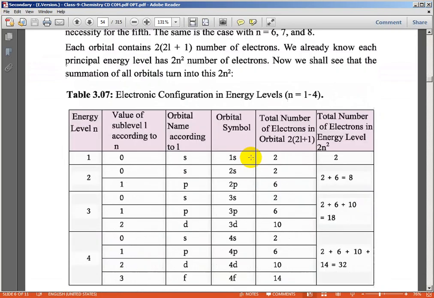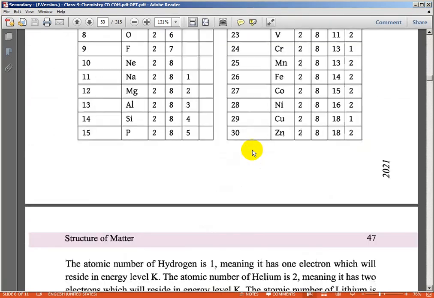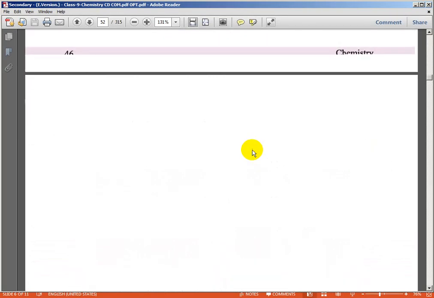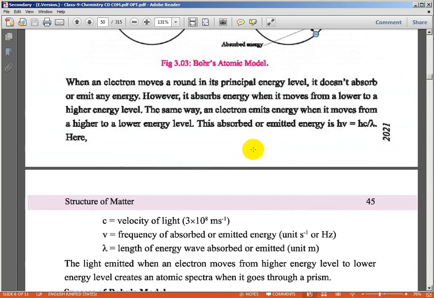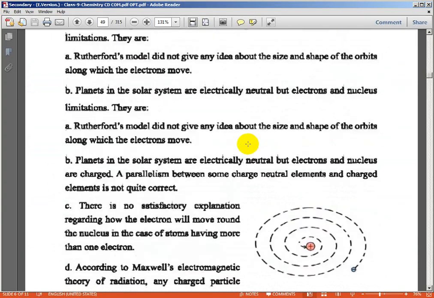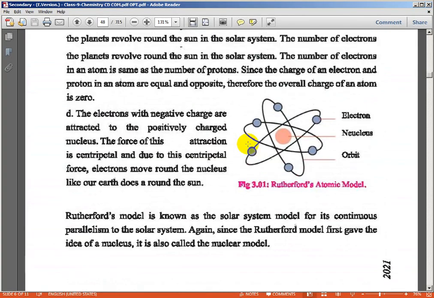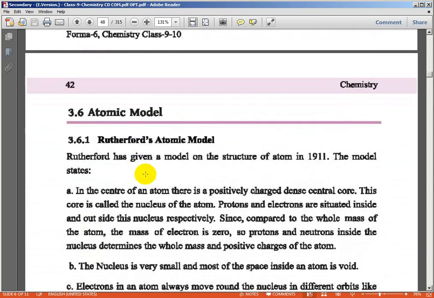This chapter is a very important chapter. One creative question will surely come in the final exam. You will get at least 10 to 15 marks from this chapter. I didn't give you your assignment result; today I'll give it. Okay, this atomic model: at first, Rutherford gave a model on the structure of the atom in 1911.